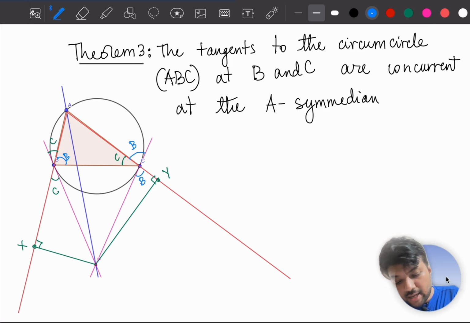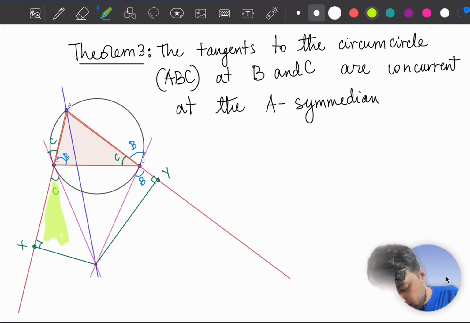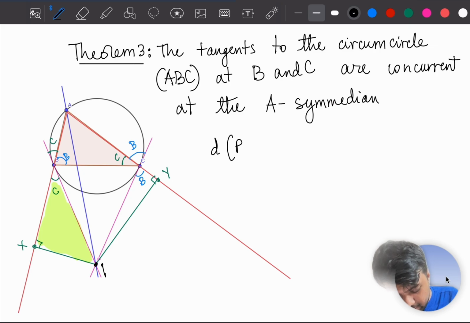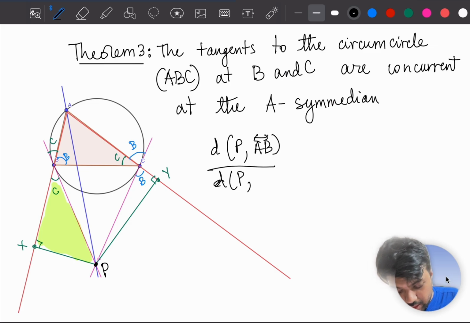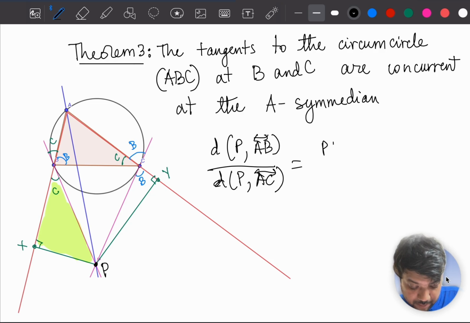Okay, now you see that we have actually a right angle triangle here with one of the perpendicular distances being what we want, Px, and one of the angles is angle C. Okay, so let's in fact calculate the ratio of perpendicular distances. So the distance of P, this point by the way is P, to line AB, divided by distance of P to line AC is essentially nothing but, let's see, Px by Py, right, that's the perpendicular distances.